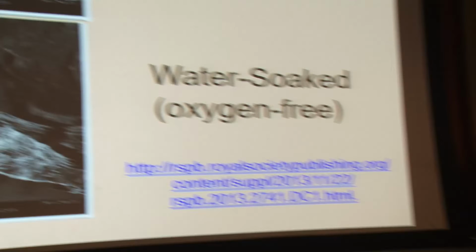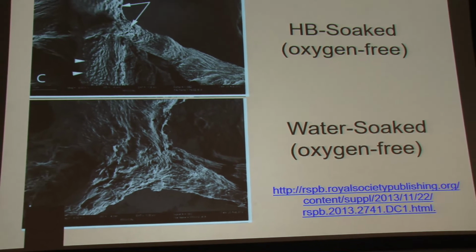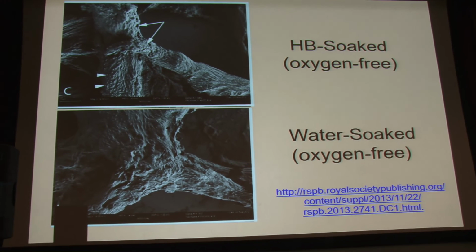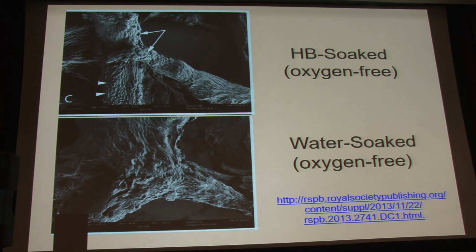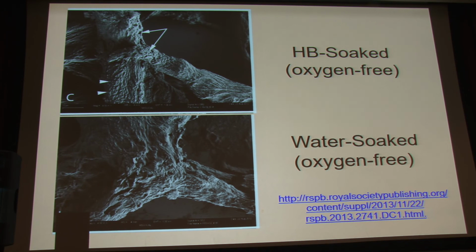Now, these pictures were not published in the article, and I kind of found that curious. These were published in an online supplement to the article. These are electron micrograph pictures at 8,000 times magnification. This, again, is hemoglobin-soaked, oxygen-free, water-soaked, oxygen-free.